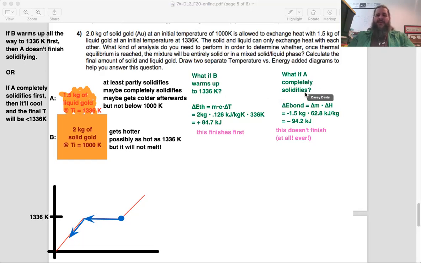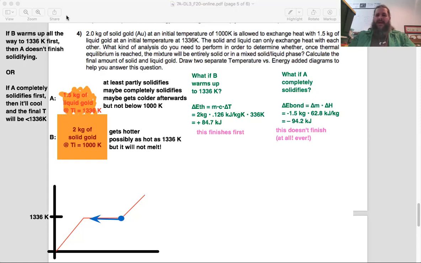A has partly solidified. In fact, it has mostly solidified. I think we can now say that it is, since 84.7 is almost enough to completely solidify, but not quite. It has gone most of the way towards the solid phase, but not all the way there. But this is now at thermal equilibrium. There's no further change, which means we know these are the only things that happen. B does warm up all the way to 1336. A mostly solidifies, but not quite.